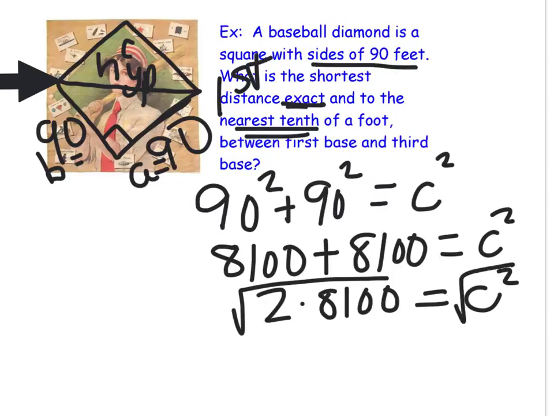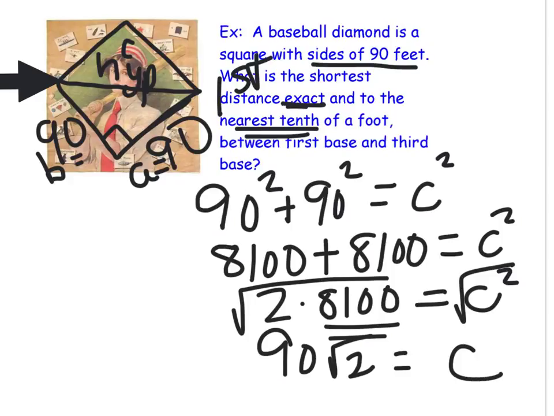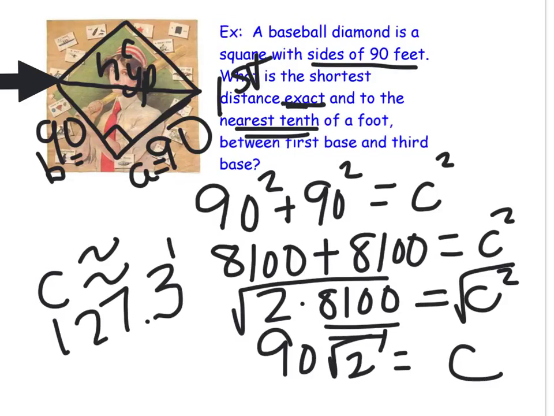This is a perfect square, the 8100. So the square root of 8100 is 90, and then you still have under the radical the square root of 2. Now you want to put that as your exact answer, 90 square root of 2 feet. Well, you're not going to tell anyone that if they want the distance. You got to plug it in your calculator. So I'm going to type in 90 times the square root of 2. And our final answer is approximately 127.3 feet between first and third base.